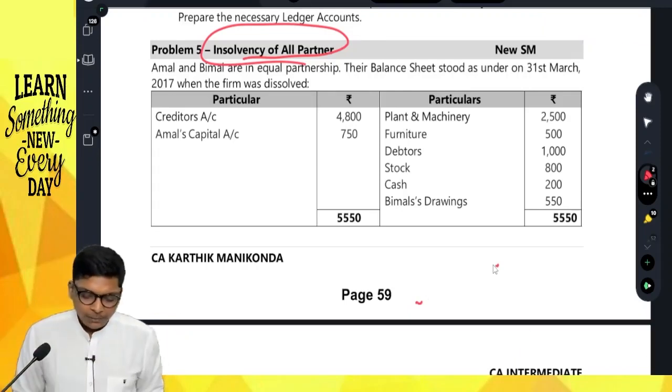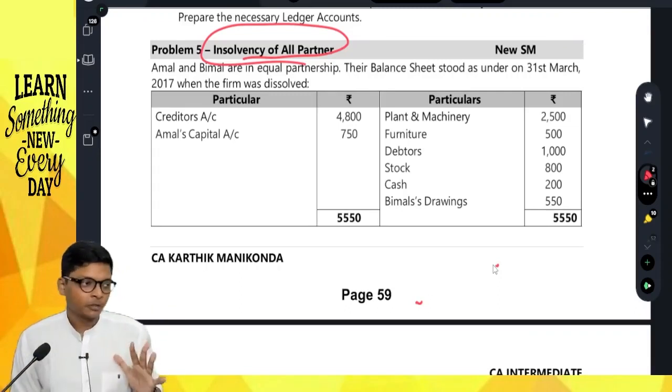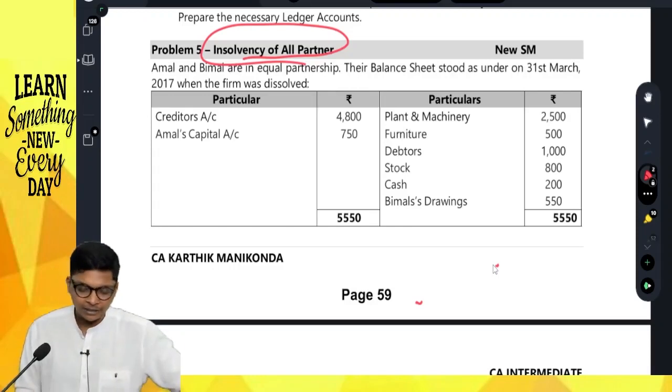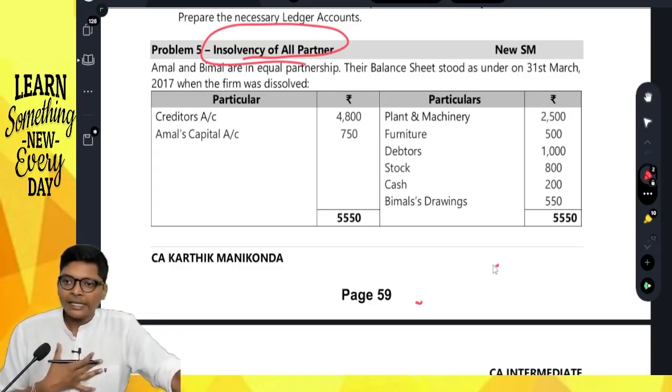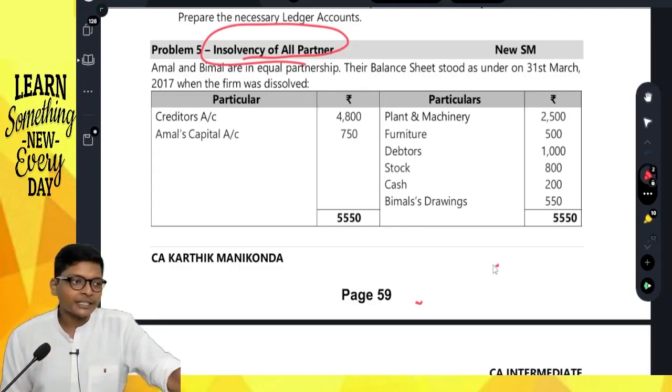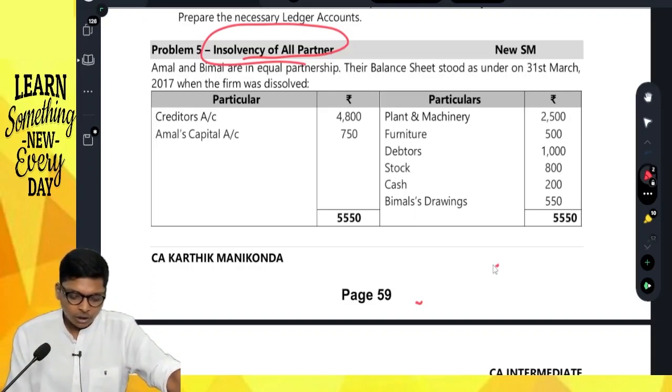Okay. Amal and Bimal are in equal partnership. I will go at the same slow speed only, till 9:55. Amal and Bimal are in equal partnership. That means what is the ratio? 1:1. Their balance sheet stood as follows.